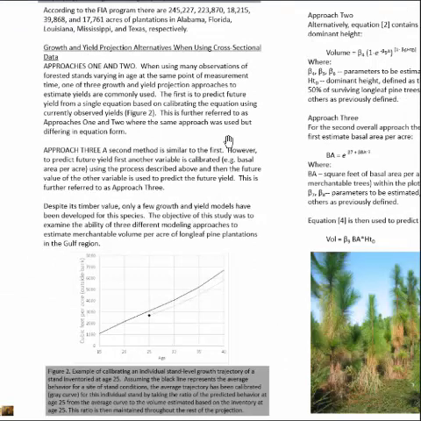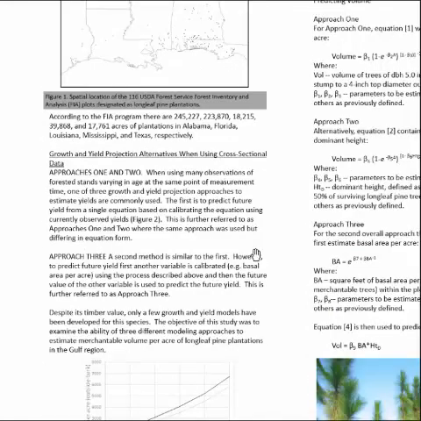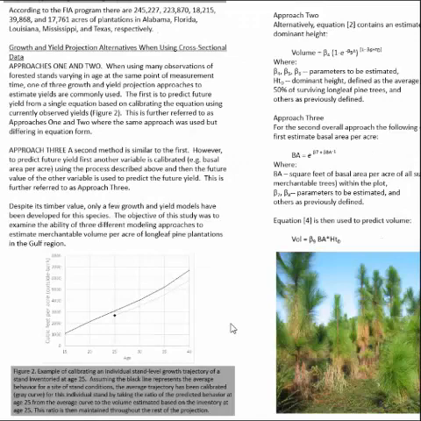So there were two methods and four approaches, where methods and approaches are basically in many ways semantics. When using many observations of forested stands varying in age at the same point of measurement time, cross-sectional data, one of two methods is commonly used, or at least could be used. So one is to predict future yield from a single equation based on calibrating, quote unquote, the equation using currently observed yields, such as we see in figure 2.